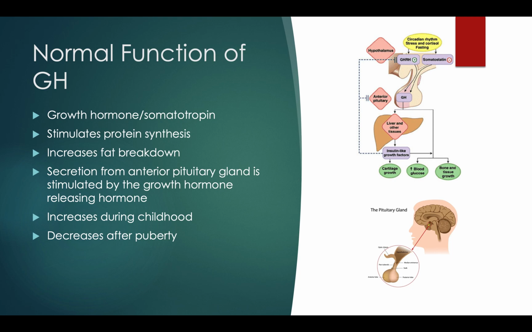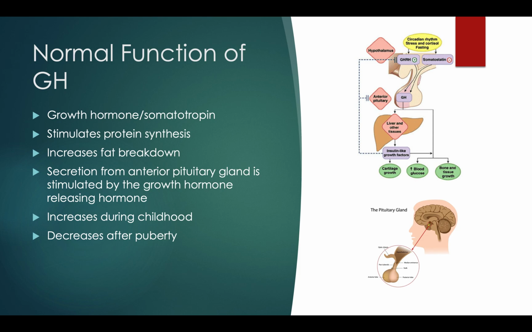So the normal function of the growth hormone. The growth hormone is also called somatotropin, and it does exactly what you would think it would do based off of its name. It stimulates protein synthesis and increases fat breakdown for energy for tissue and bone growth. It is a peptide hormone secreted by the anterior pituitary gland, and the secretion is stimulated by the growth hormone releasing hormone. Really creative name.